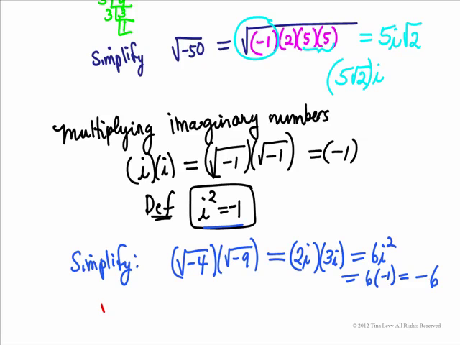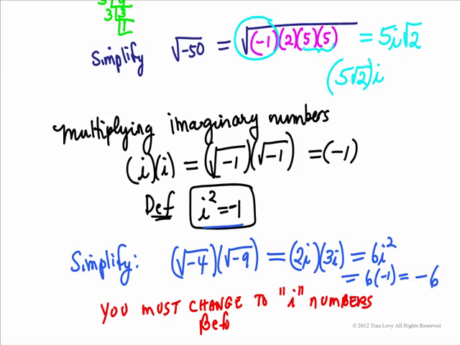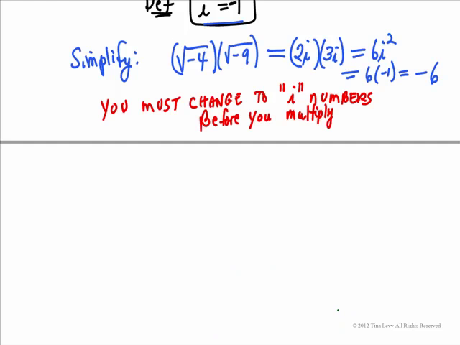The rule for this is you must change the radicals to imaginary numbers before you multiply. So you must do that before you multiply radicals that have negatives under them. We'll go on to the next page.